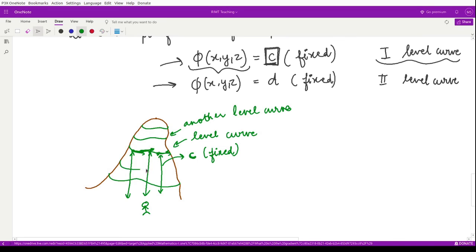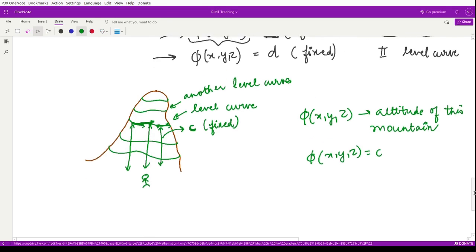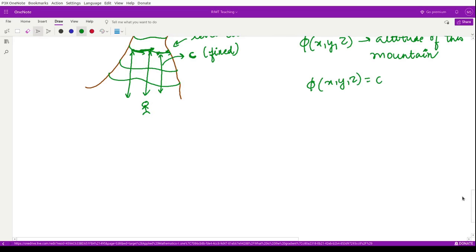I hope you understood the concept of the level curve. So the function phi of x, y, z, which defines the altitude of this mountain, has an altitude that is going to be fixed along a certain level curve. Okay, so this is about level curves. Now let me give you the physical significance for gradient.